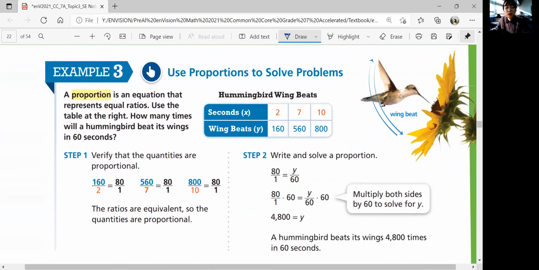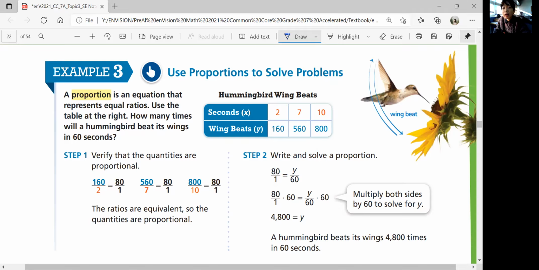Use proportions to solve problems. A proportion is an equation that represents equal ratios. Okay, ratios are not equations. Ratios are fractions. You have a ratio, then you're just talking about a fraction. Proportion, however, includes fractions and ratios and an equal sign. So it needs to be an equation, okay? Proportion has to have an equal sign.